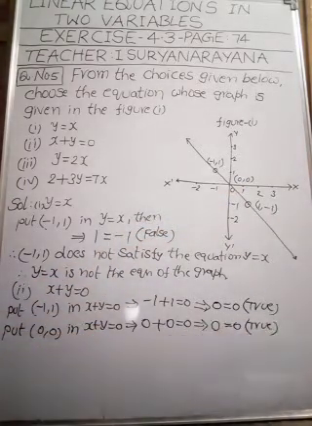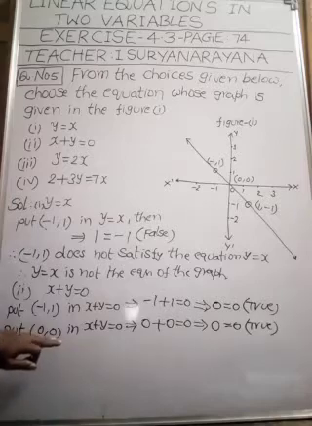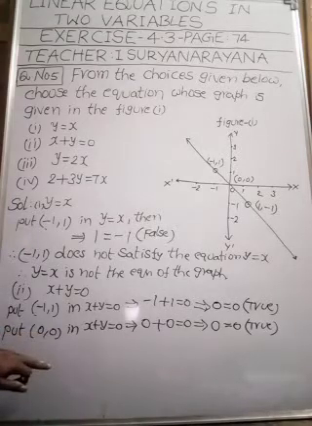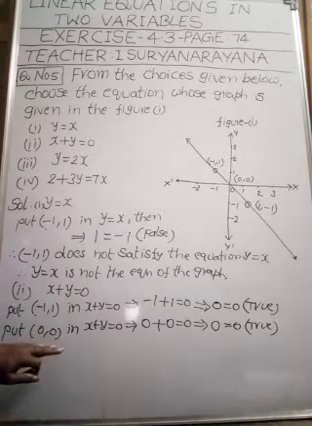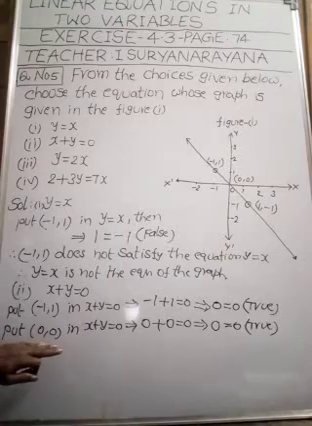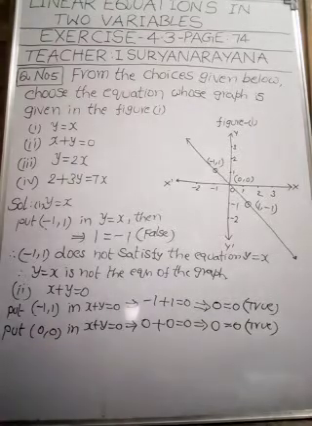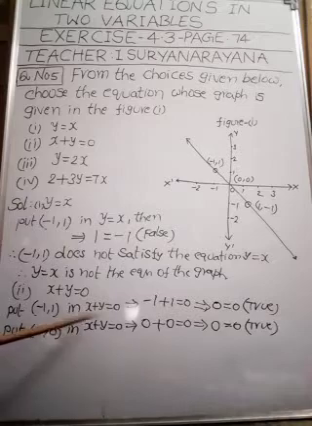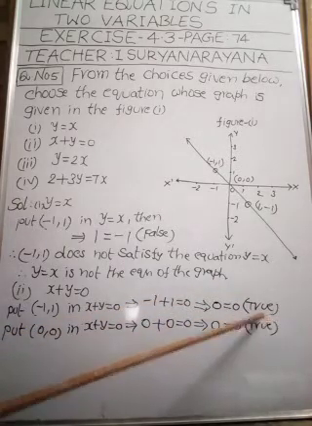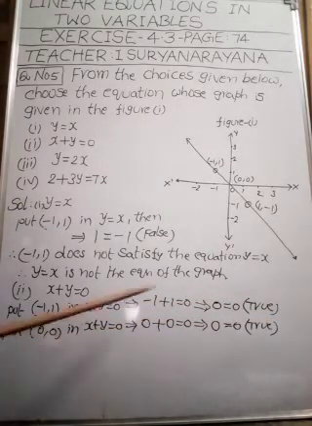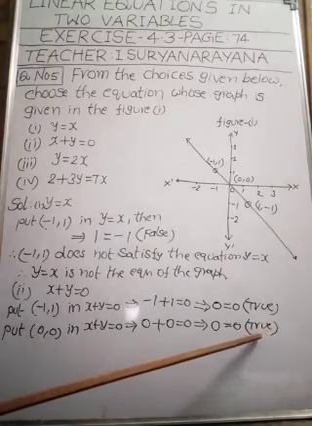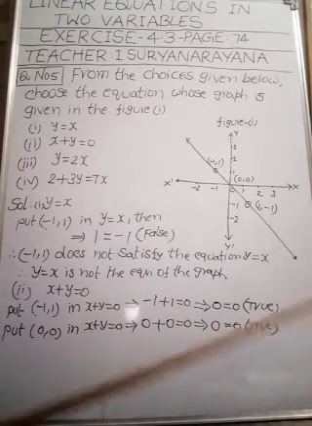Understood this point, my children? Right. So we go to the next point. If it is not satisfying, then we don't proceed. We stop at that step only. Understood this point, my children? But here this point is satisfying because we are getting a true statement. Here also this point is satisfying because it is also a true statement.